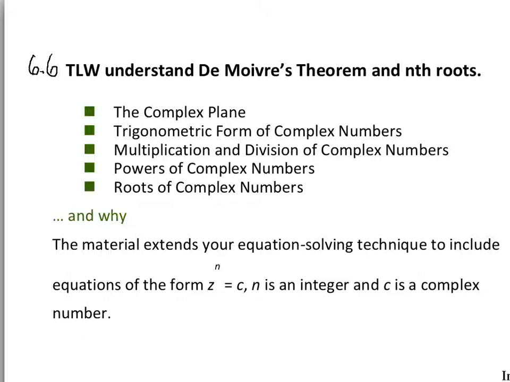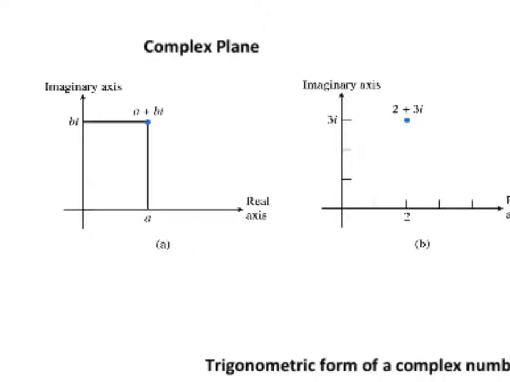Alright, so let's take a look at what we're going to be doing. So, complex plane, real number, imaginary number. Real number is the x, imaginary number is the y. So if you have 2 plus 3i, you move 1, 2 to the right, 1, 2, 3 up. Okay?